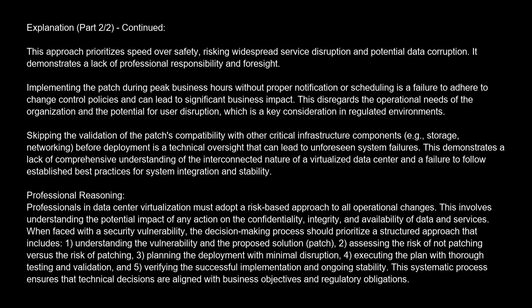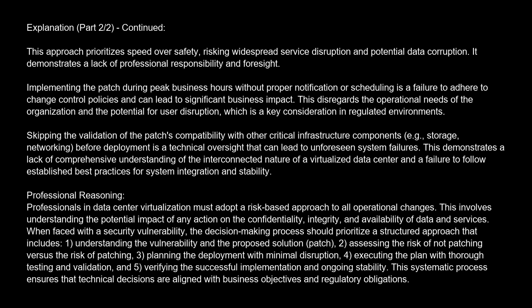regulated environments. Skipping the validation of the patch's compatibility with other critical infrastructure components, e.g., storage, networking, before deployment is a technical oversight that can lead to unforeseen system failures. This demonstrates a lack of comprehensive understanding of the interconnected nature of a virtualized data center and a failure to follow established best practices for system integration and stability.